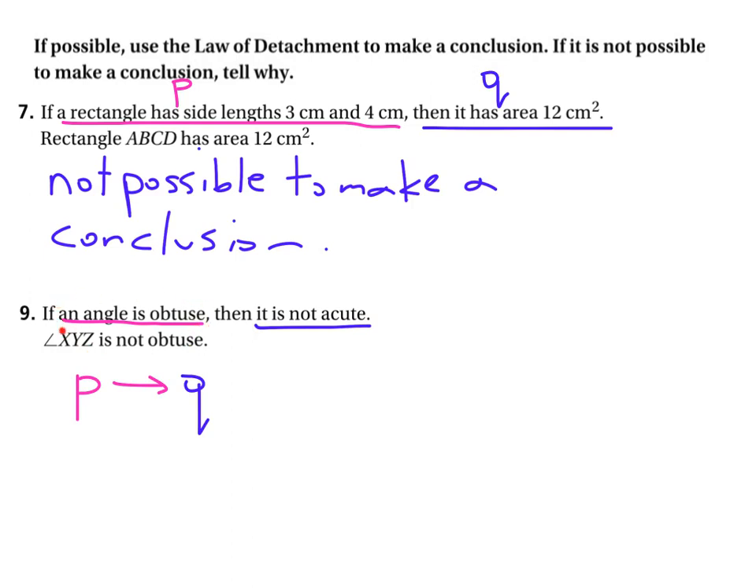Okay, do we know that P is true? Well, if we don't know that P is true, then all bets are off. We need, in addition to a conditional statement like P implies Q, we need to have the fact that P is true. We gotta have that. Then we can go somewhere with it. Okay, but we don't know that P is true. In fact, they say that that angle is not obtuse. So therefore, we got nothing to go on here. Okay, we can say, let's get this out of the way. We can say, not possible to make a conclusion.